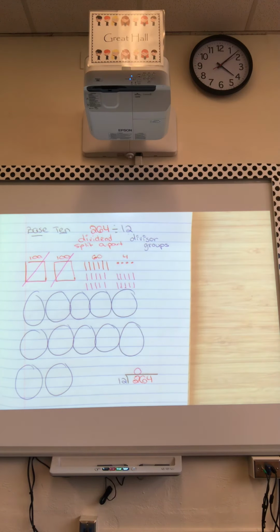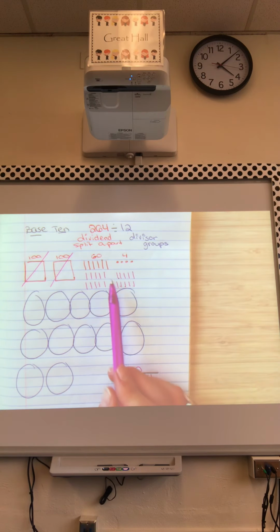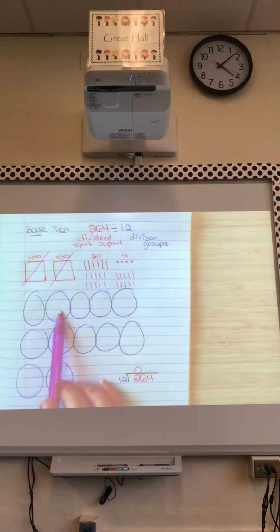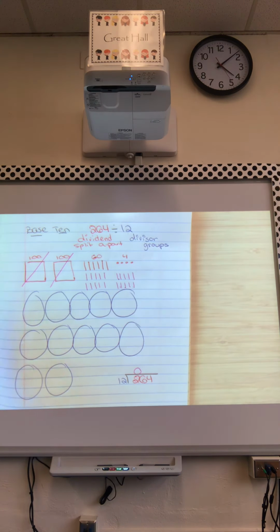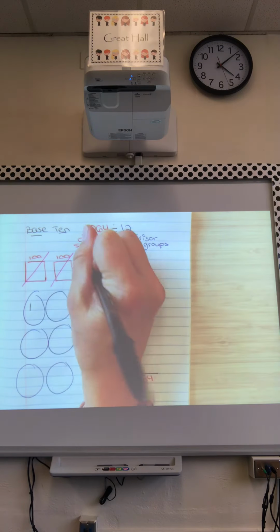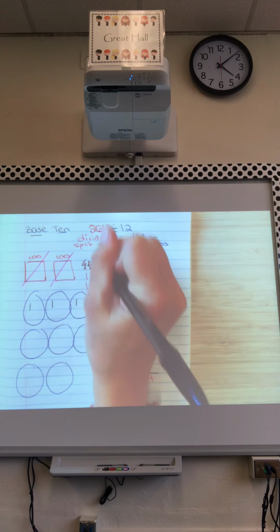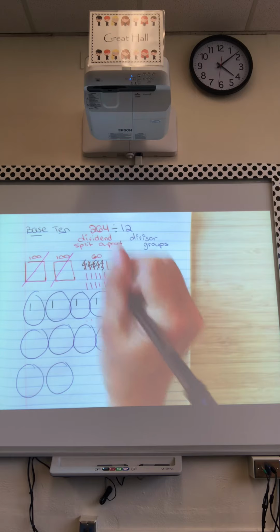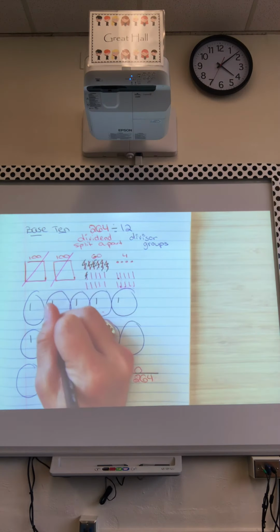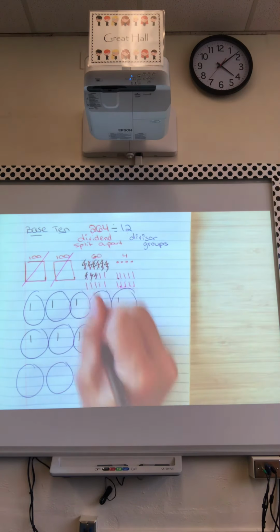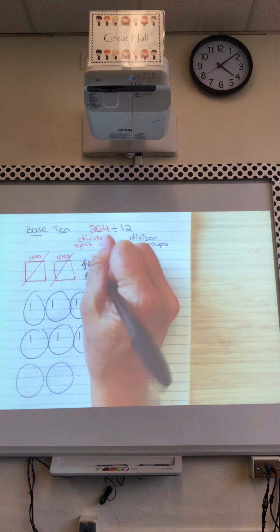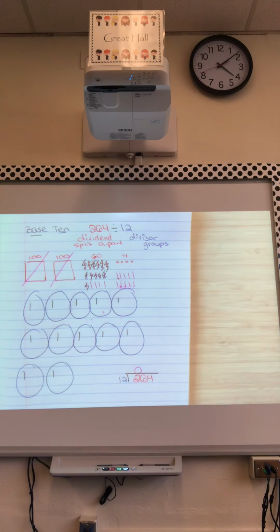So I take those 260 and I fair traded them. And when I did that, now I'm going to say I have 26 tens. So can I take 26 tens and split them into 12 different groups? Sure I can. Let's see how many times. So I have 1, 2, 3, 4, 5, 6, 7, 8, 9, 10, 11, 12. Good. Now, I have 10, 11, 12, 13, 14.